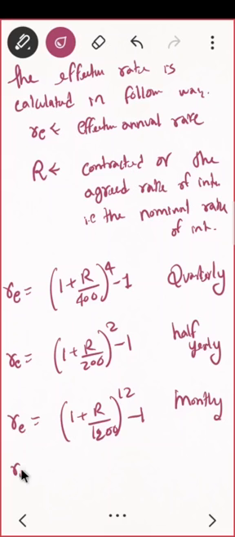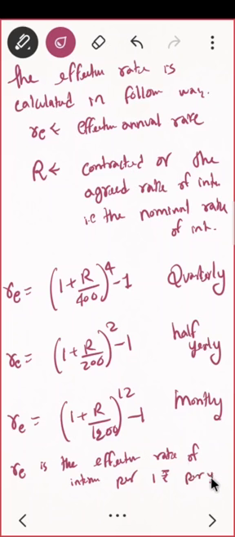So, RE is the effective rate of interest, per 1 rupee per year. See, let us see some example, then it will be quite clear to you.